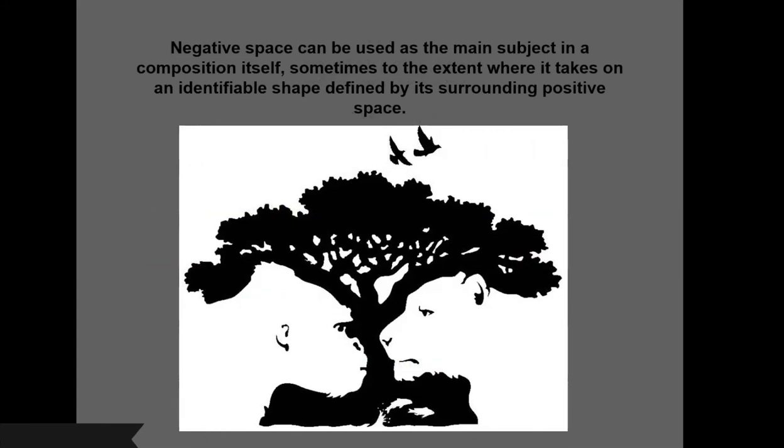Negative space can be used as the main subject in a composition itself, sometimes to the extent where it takes on an identifiable shape defined by its surrounding positive space. First we see the birds here, then the tree, the gorilla and the tiger, and finally the fish.